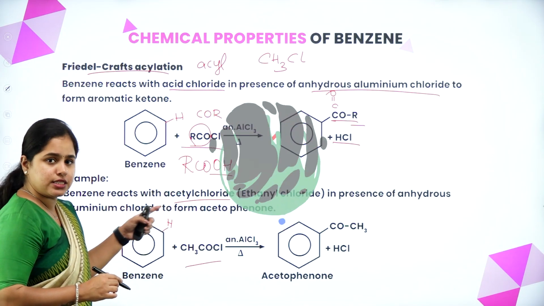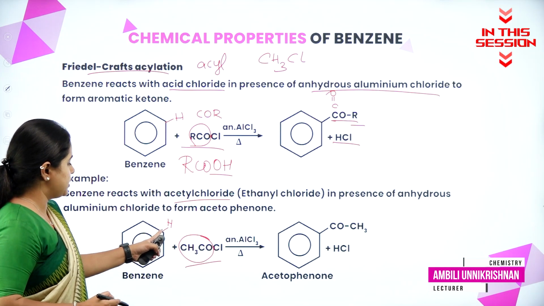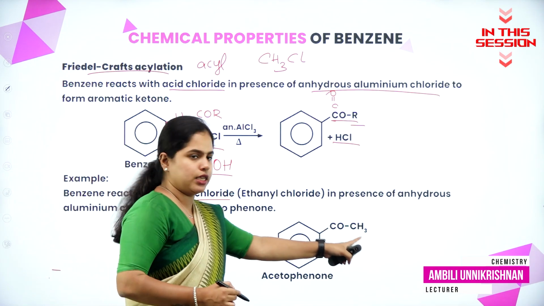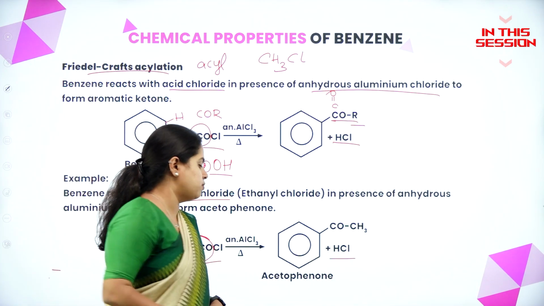This hydrogen is being substituted by the acyl group COCH3. So what happens instead of hydrogen there, you'll get the COCH3, and the hydrogen which is being replaced combines with the chlorine and forms HCl.